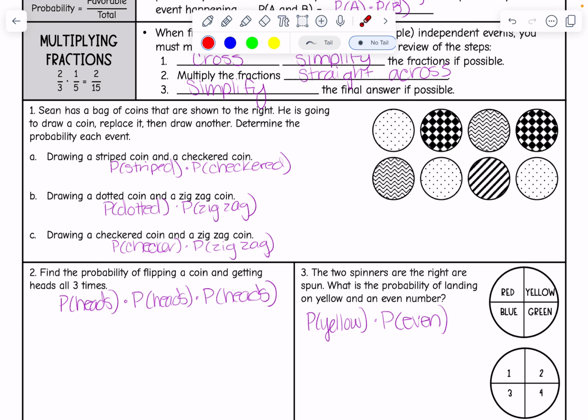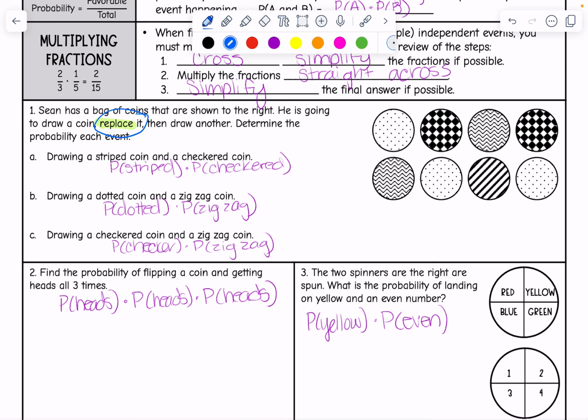Sean has a bag of coins that are shown to the right. He's going to draw a coin, replace it, then draw another. First of all, the fact that he's replacing it is one thing that makes these independent events. If he's going to draw it out and then put it back in, it's like it resets the probability for all of those coins. We want to know the probability that we draw a striped coin and a checkered coin.